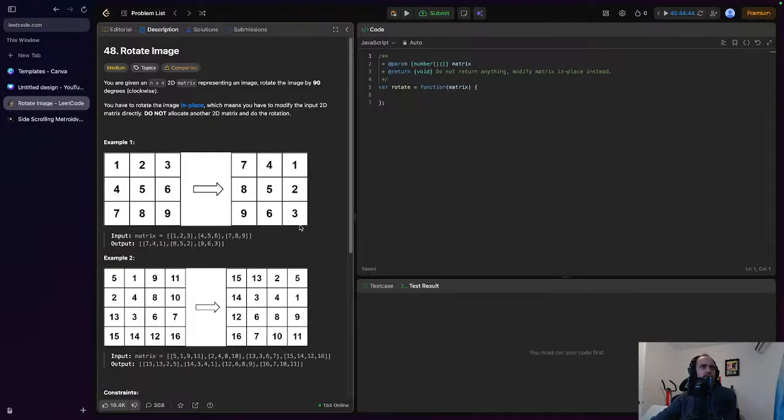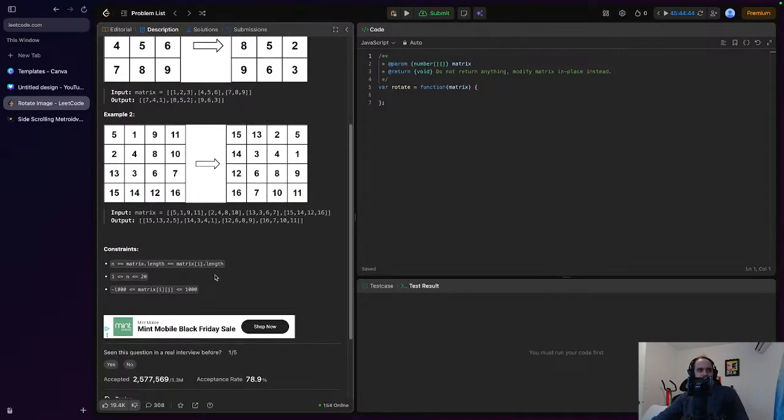Wait, rotates it how? Because these seem to be rotating two different ways. Okay, rotates it that way. I'm so confused. 15 is here, 50. Oh, okay, I'm not confused. Alright, so what's the algorithm to do this in place?